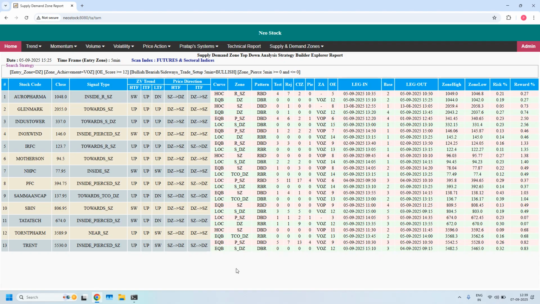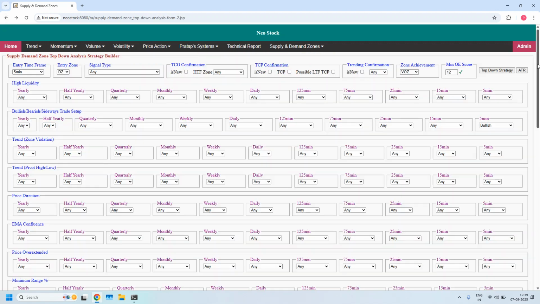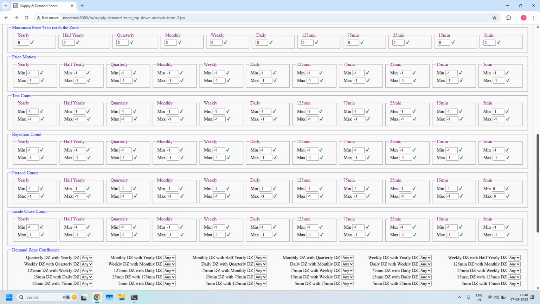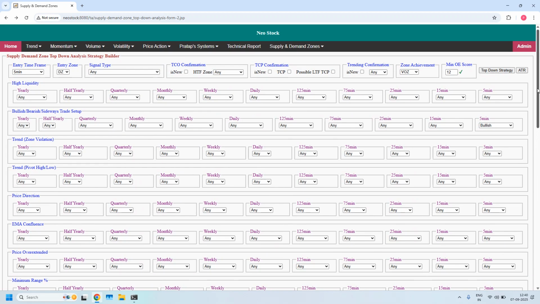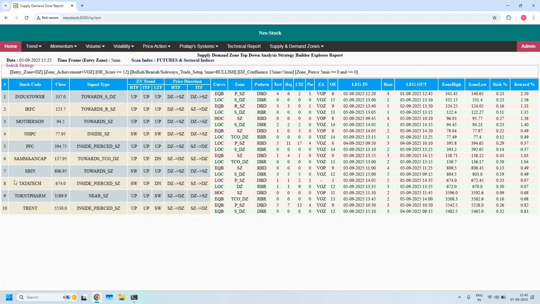And let us identify high probability trade setups of 5 minutes demand zones based on different zone confluence and EMA confluence strategies that we learned in lesson 27. Let us apply on these 13 stocks. So I am going back, adding one more filter in the demand zone confluence by setting 5 minutes and 15 minutes demand zone confluence. By enabling the filter, we got 10 stocks. In all the 10 stocks, all these 5 minutes demand zones are overlapped with 15 minutes demand zone.